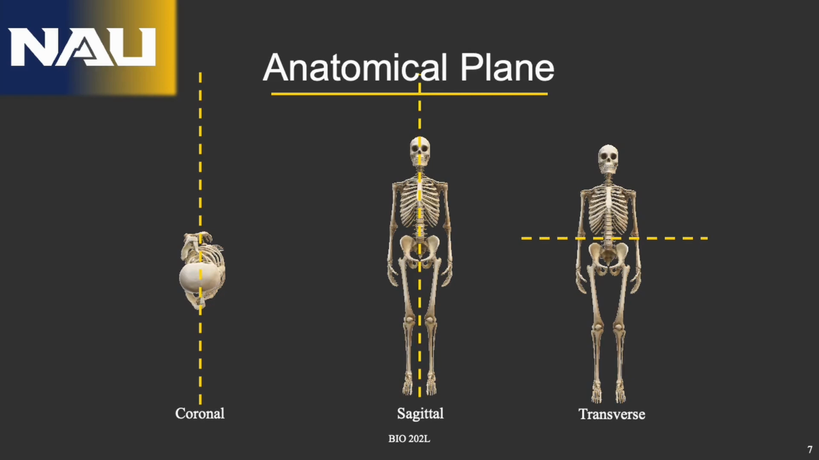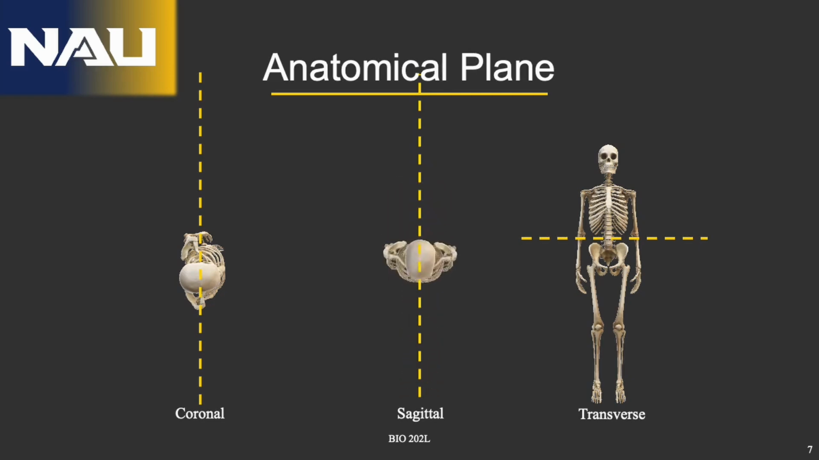Then we have the sagittal plane. The sagittal plane splits the body left and right. The mid-sagittal plane divides the body into equally left and right halves. So you can have the mid-sagittal plane showing equal halves, or just a sagittal plane that's not exactly split 50-50.